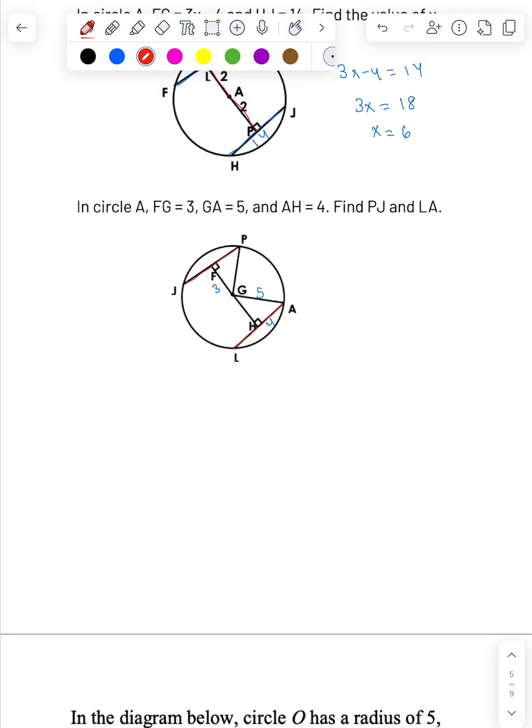The first thing I notice is that we do have a right triangle over here. And we do have the hypotenuse is 5 and the leg is 4. You could use the Pythagorean theorem, but it's also a Pythagorean triple, a 3, 4, 5 triangle. So that means that this will be 3 when you use the Pythagorean theorem. So what I notice here is that chord JP and LA are once again the same distance from the center of the circle. They're both 3 units from the center of the circle. And if chords are equidistant from the center of the circle, that means that they're congruent to each other. So that means they are going to be the same lengths as each other.